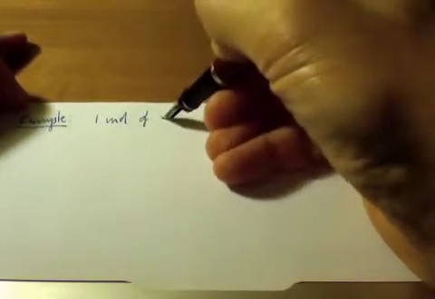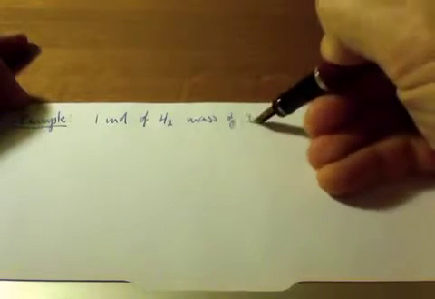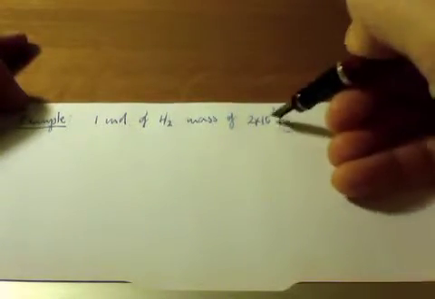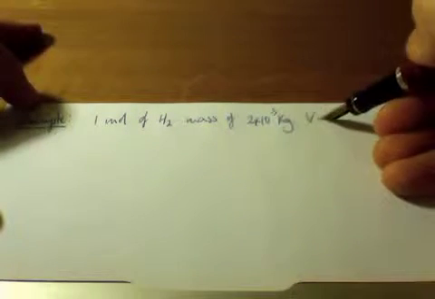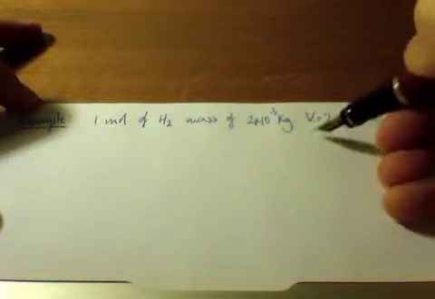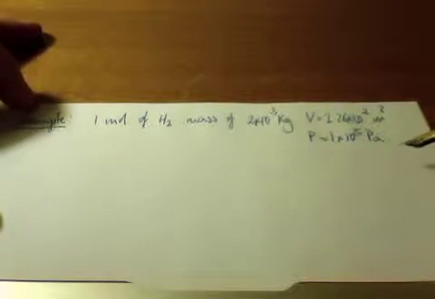Here's the first one. Here's the setup. I'll take 1 mole of a gas, hydrogen gas, which has a mass of 2 times 10 to the minus 3 kilograms. In actual fact, that's their molecular mass if I've got 1 mole of it. It has a volume, 2.26 times 10 to the minus 2 meters cubed, and a pressure 1 times 10 to the 5, a normal atmospheric pressure, 1 atmosphere in effect.